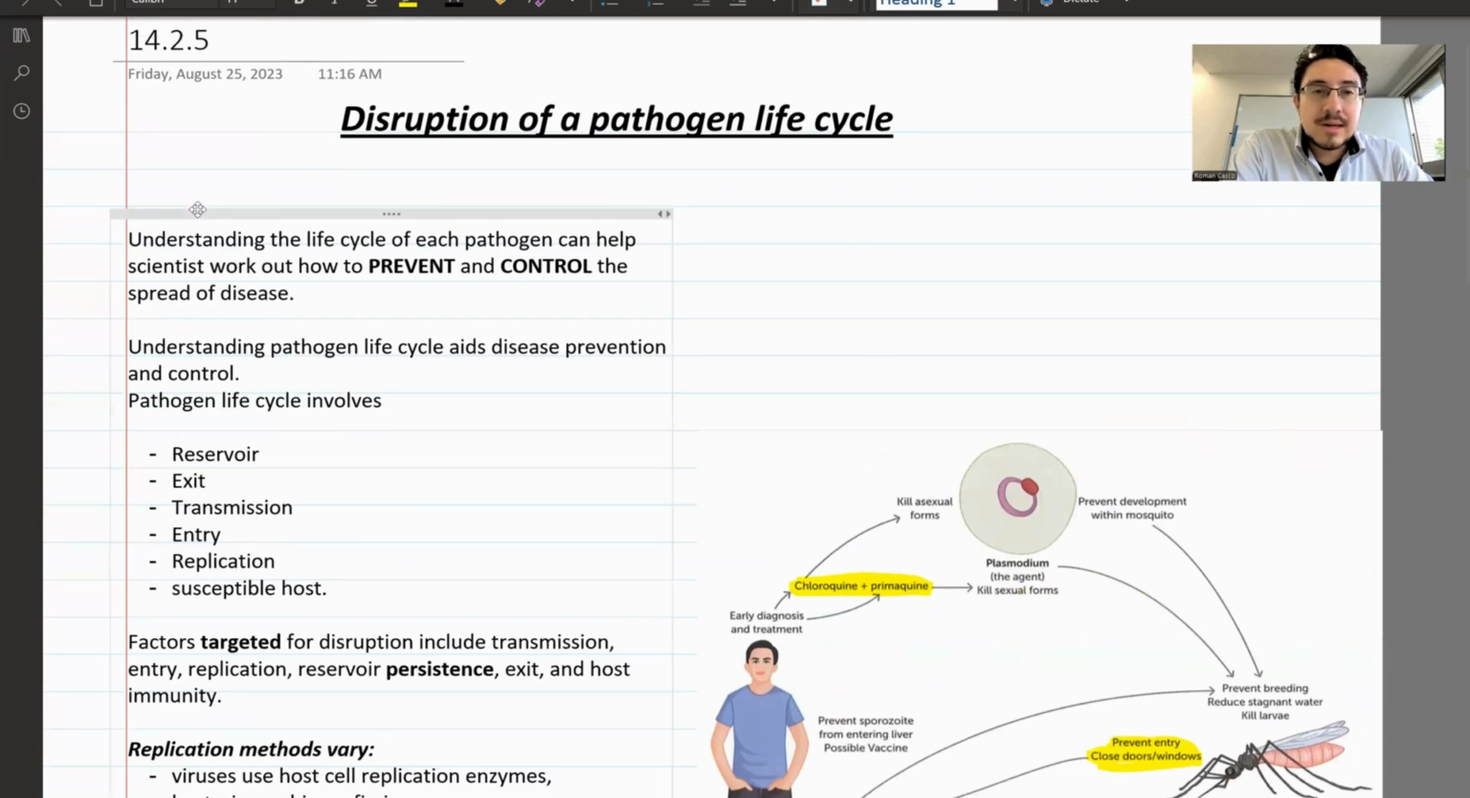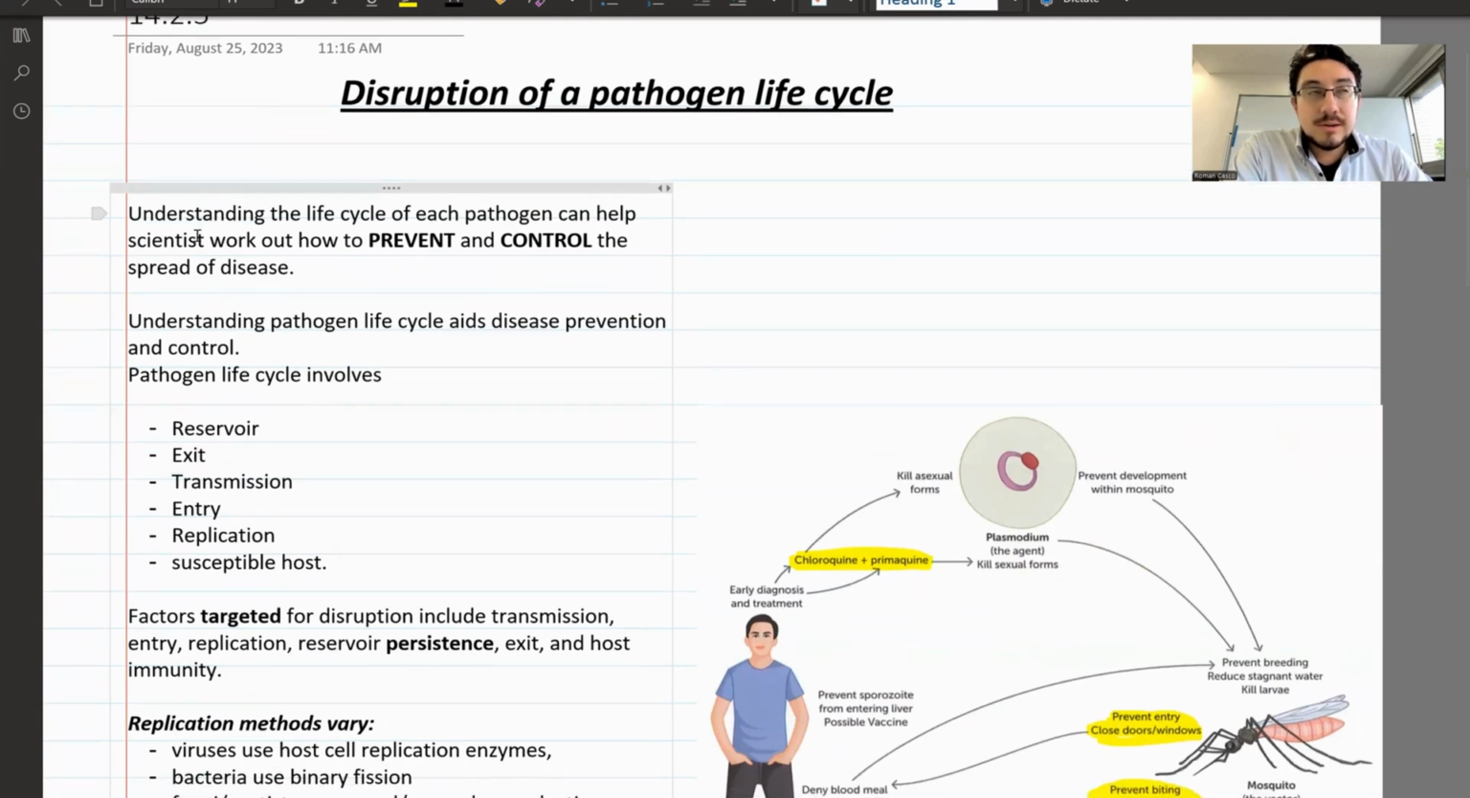Okay. So, disruption of a pathogen life cycle. In order to disrupt the life cycle of a certain pathogen, of a certain parasite or protozoan or fungi or bacteria and whatnot, it's important to even know what the life cycle is about, and how it works and what the stages are. By understanding the life cycle of a pathogen, scientists can figure out critical points to inhibit the life cycle so you can prevent and control the spread of disease.